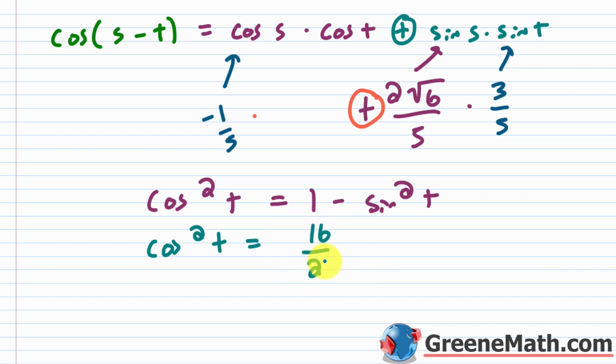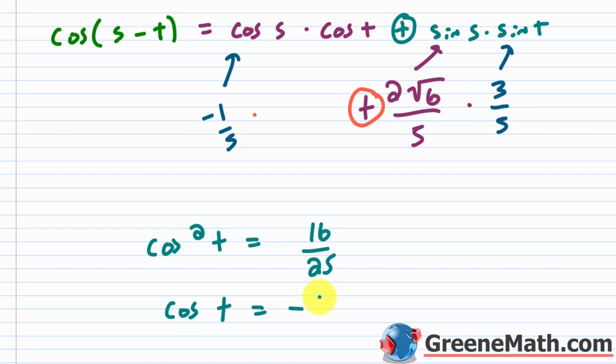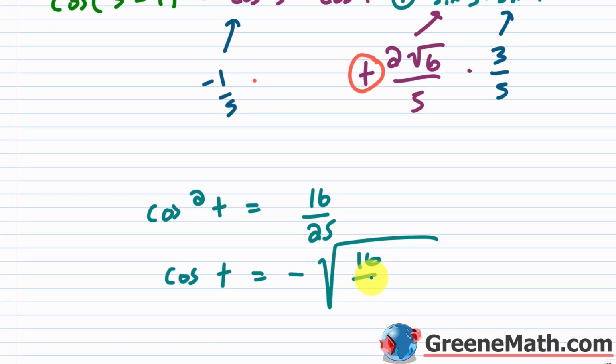Now, we said that we were in quadrant 2. In quadrant 2, cosine is negative. So I'm going to say that the cosine of t is equal to the negative square root of 16 over 25, which would be equal to negative, the square root of 16 is 4, and then the square root of 25 is 5. So this right here, the cosine of t is negative 4/5.